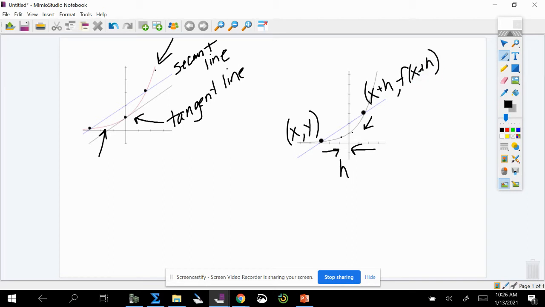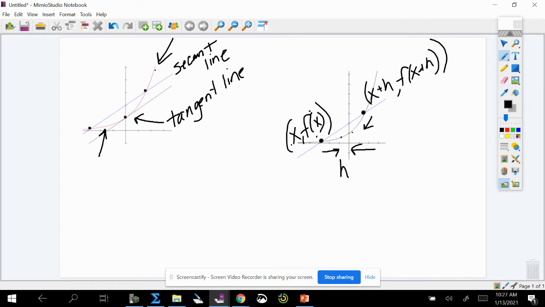And in fact, I'm going to go over here. Instead of calling this x y, I think it's going to be easier for you to understand. I'm going to call it x, f of x. So I have my x value, and then I have whatever I get when I plug that x value into my function. And then if I move a small distance away, we're going to call that small distance h, then my next point is x plus h, and then whatever I get when I plug x plus h into the function.